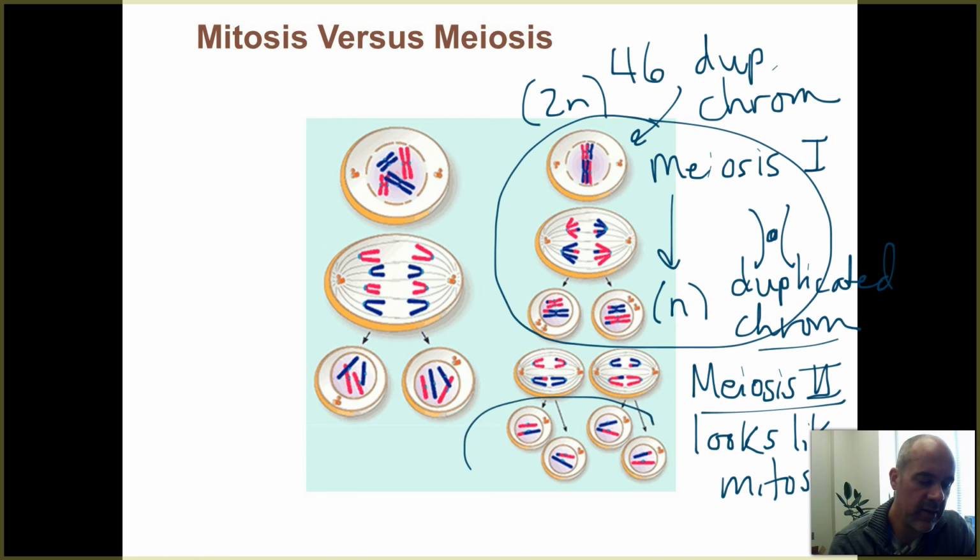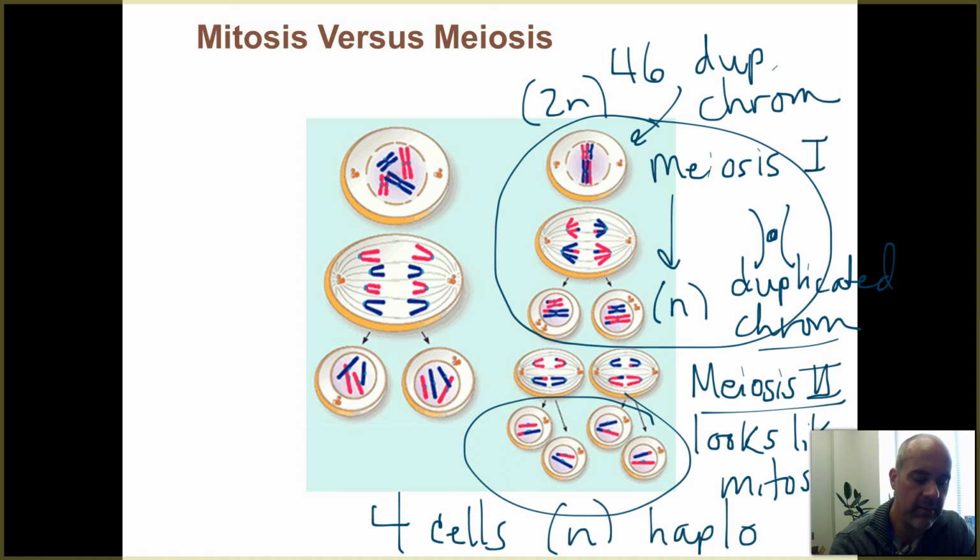So at the end, you wind up with 4 cells that are N, or haploid. Okay, they just have one copy, if this is a human cell, of 23 chromosomes. You have one copy of chromosome 1 through 22, and then you have either an X chromosome or a Y chromosome. Okay, so this is a 2-stage process, meiosis 1 and meiosis 2, that's needed to get to the point where you have cells that contain, rather than 46 chromosomes, they just have 23.